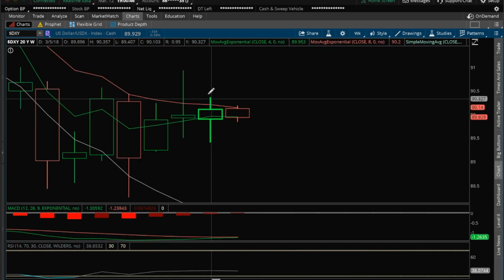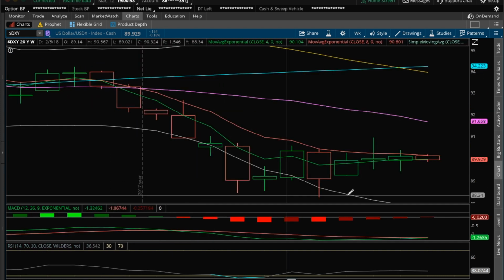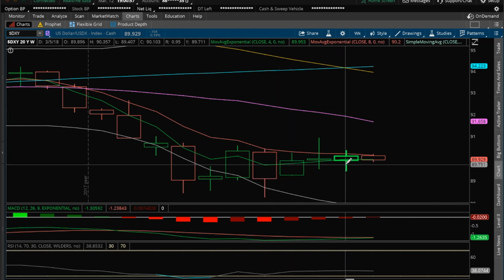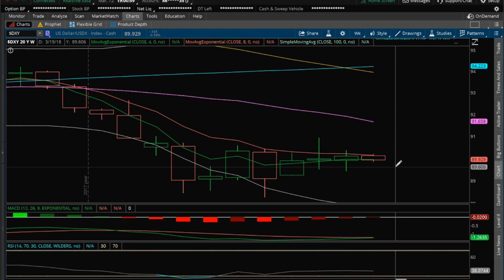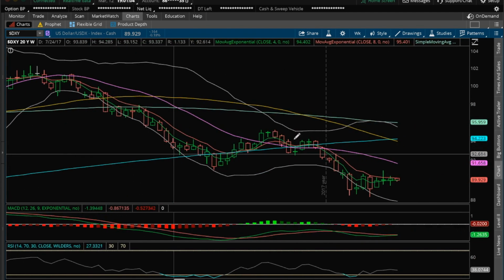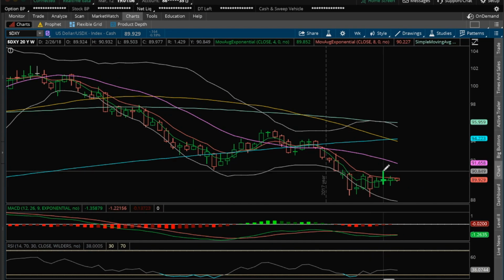If it's able to break the high of last week of 90.357, then look for a backtest of the recent lows here if it breaks the low of last week of 89.407. So this weekly chart still looks pretty weak to me as far as the US dollar goes, unless we're able to break above this 90.932 at a minimum.